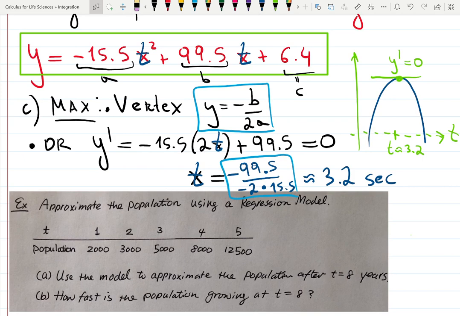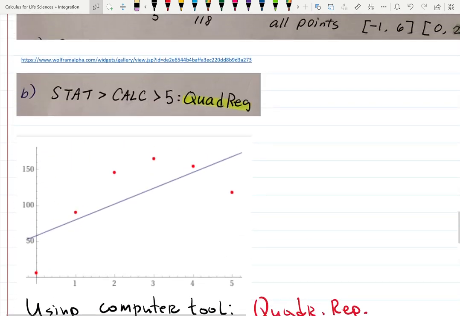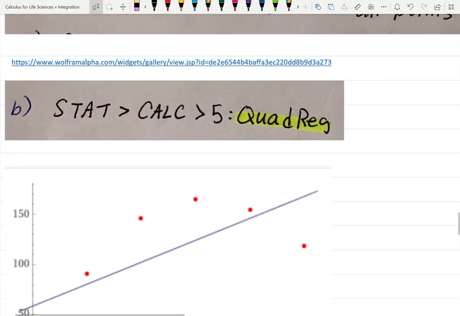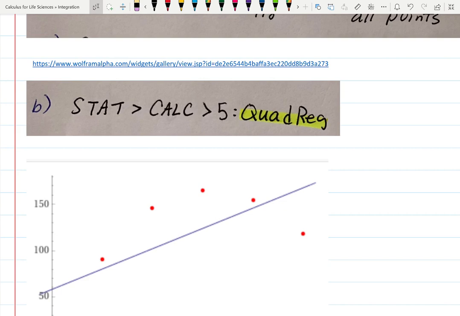Yes? How did you get the equation, I guess, in the calculator? Oh, how to get it in the calculator? Yeah. So she says you do it this way. Somehow it should magically show up. Apparently it's button number 5 in Stat, Calc, and 5.